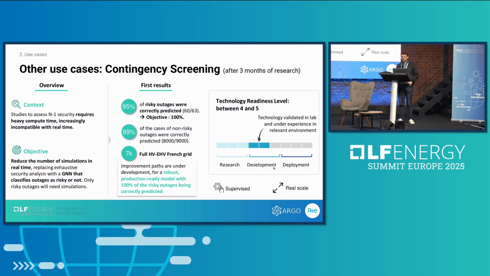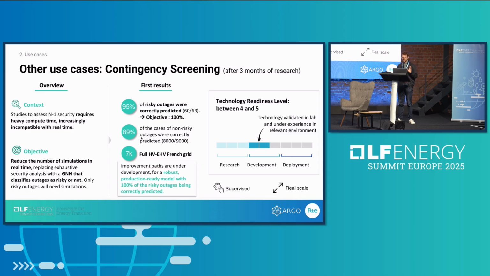The early results are quite good already. We are once again working on the full RTE system. We are working on data that were extracted from the process we have for the contingency screening, so it is already labeled data. We are working in a supervised fashion. It's really a classification task, so quite standard. In terms of performance, we managed to correctly predict 95% of the risky outages. Of course, the goal is to go to 100%, but we have planned to improve the results.